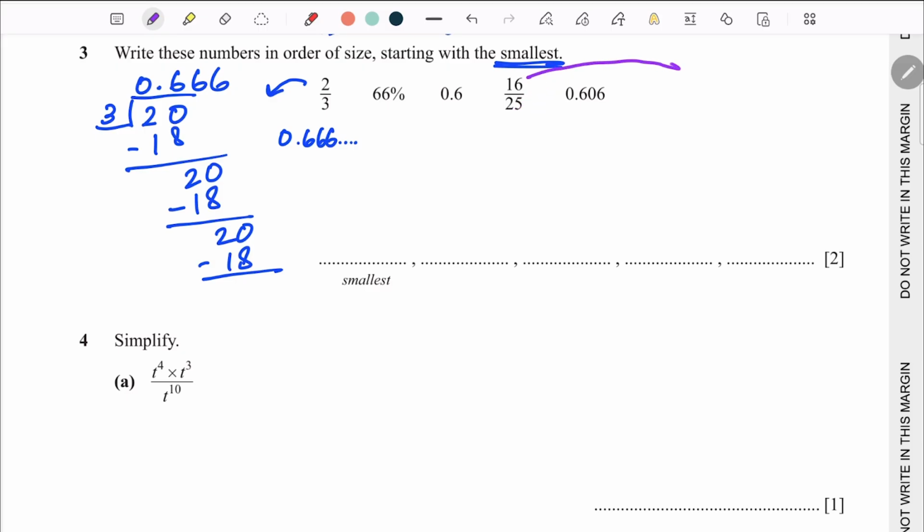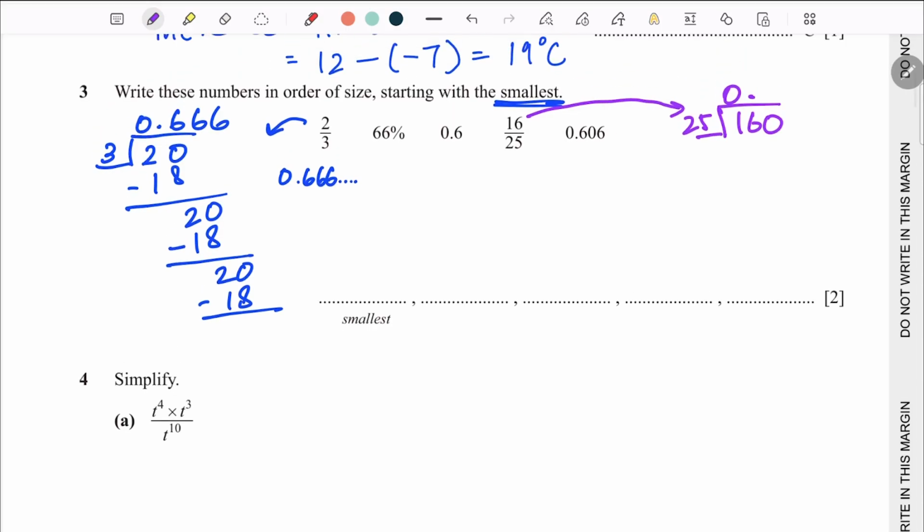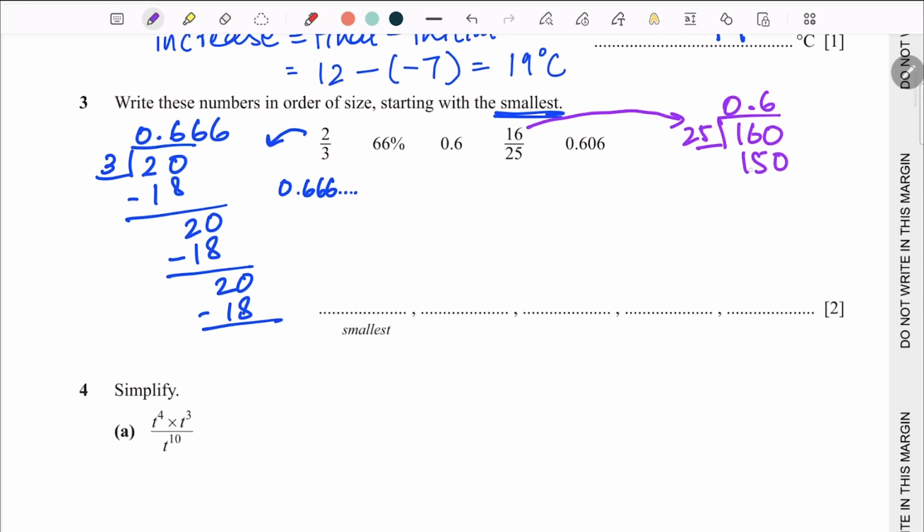Then 16/25, when I simplify this, I'm basically going to put a point and add 0. And 25 into 160 is 150. Then 25 into 4 is 100. So 16/25 in decimals is 0.64. Then I'm going to convert 66% into decimal as well. Basically 66% is 66 divided by 100, and this will be equal to 0.66.